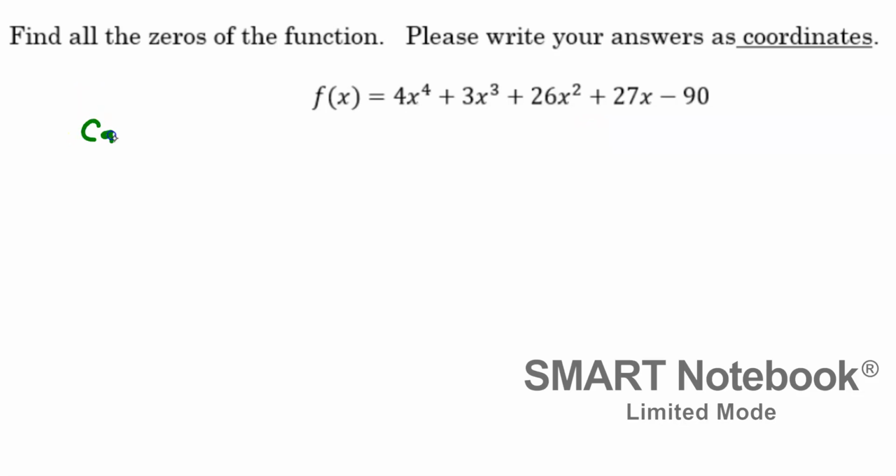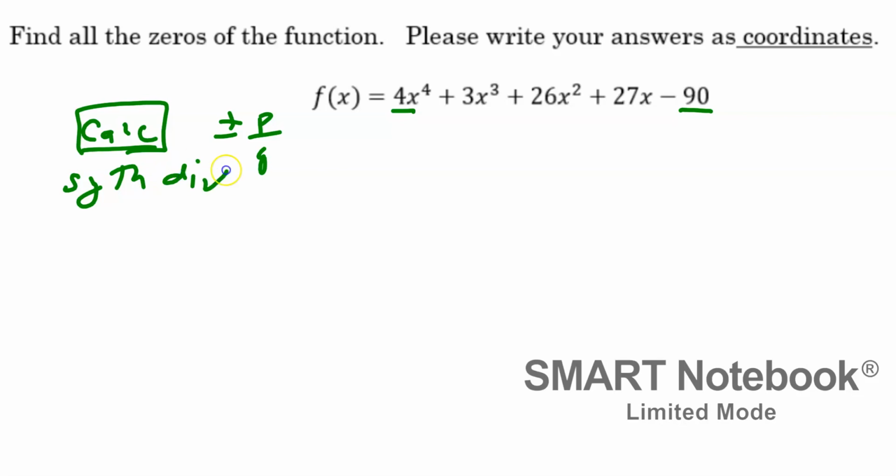that my best friend, my calculator, is going to be the best hope. And what we could do, again, is list plus or minus p over q, p being 90 and q being 4. We could list out every single possible zero, but I would suggest just using your calculator to start the process. It's going to be the calculator, and then you're going to be using synthetic division to help yourself the most.